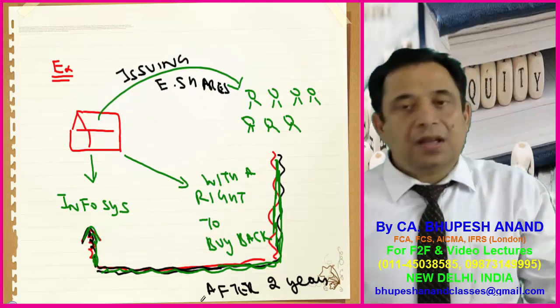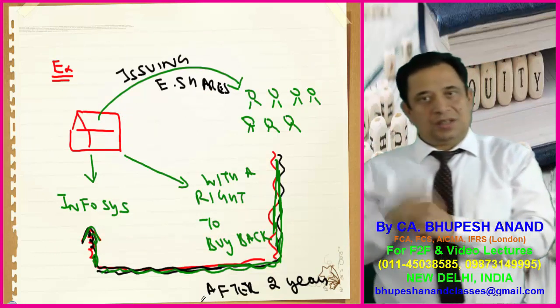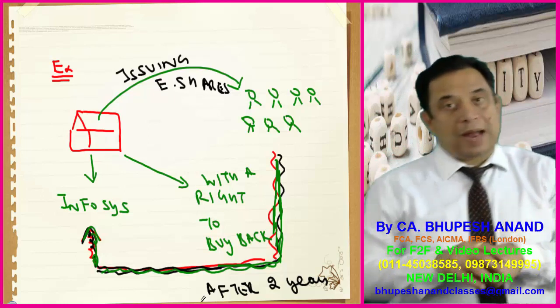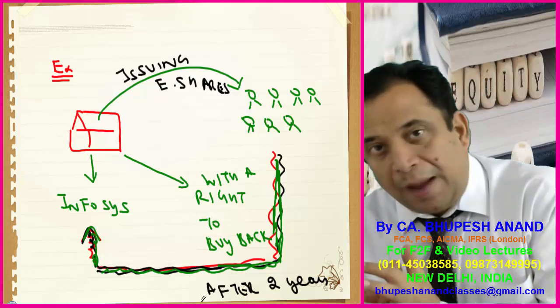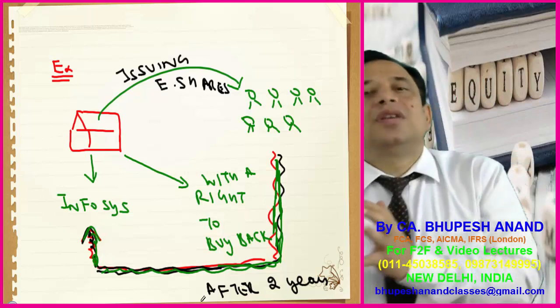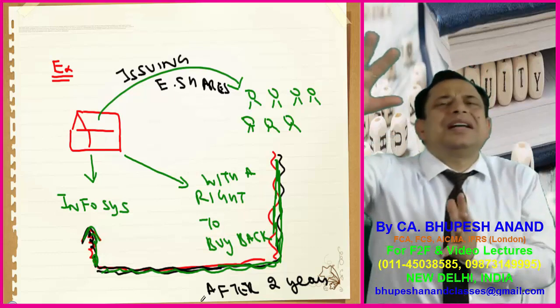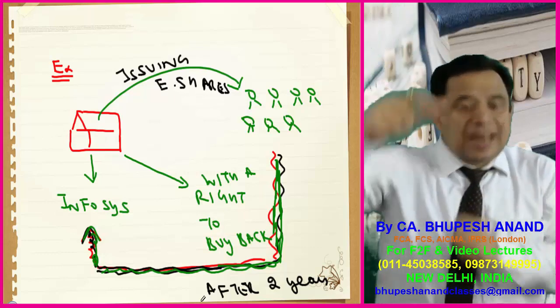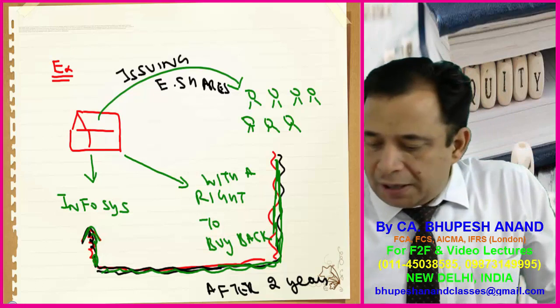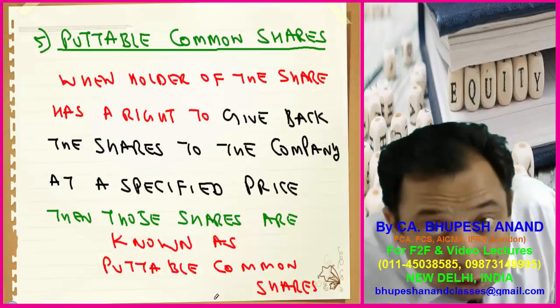So this is a company. This company has issued shares, now with the right to buy back. Now they have the right to buy back that they will buy it after 2 years. I have assumed hypothetically 2 years. Now these types of shares are named as callable common stock, and now I am moving to putable common stock.